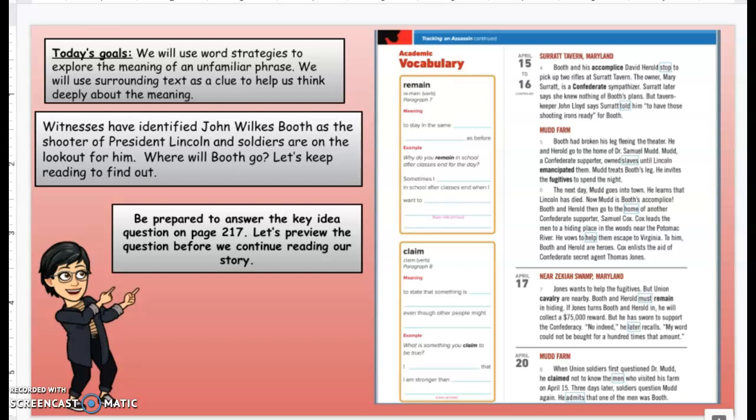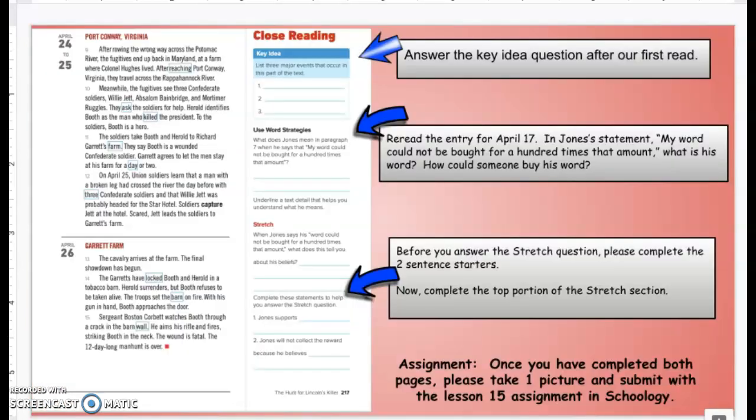All right, so what I'm going to have you do next is we're going to look at what you're going to be working on now for your assignment. And again, don't forget to answer the key idea question after we got done reading the first time if you didn't do that. Now, in order to do the word strategies, you're going to have to reread the entry for April 17th.